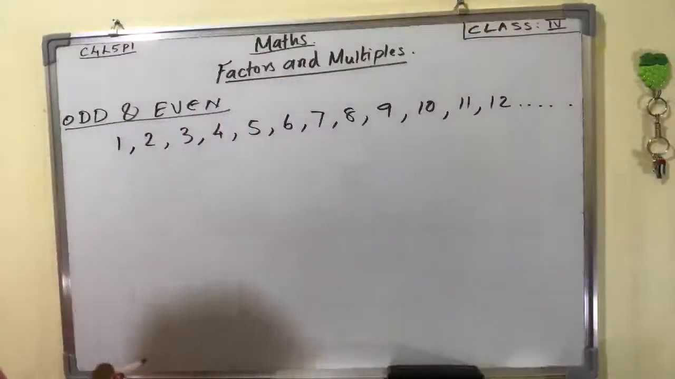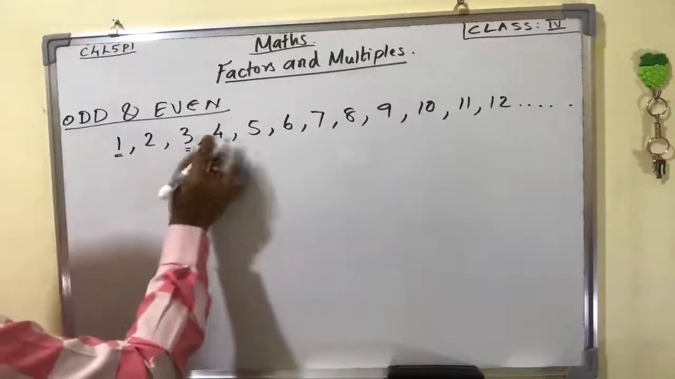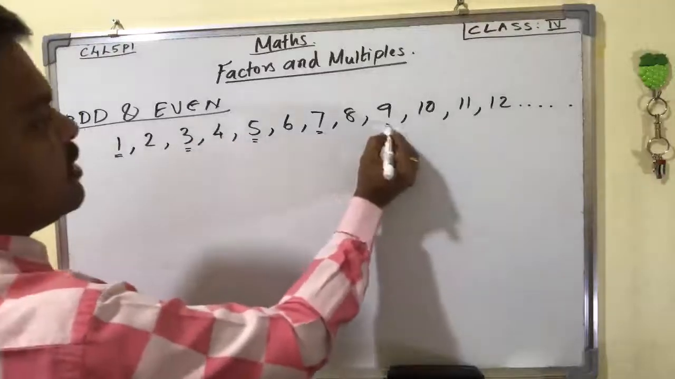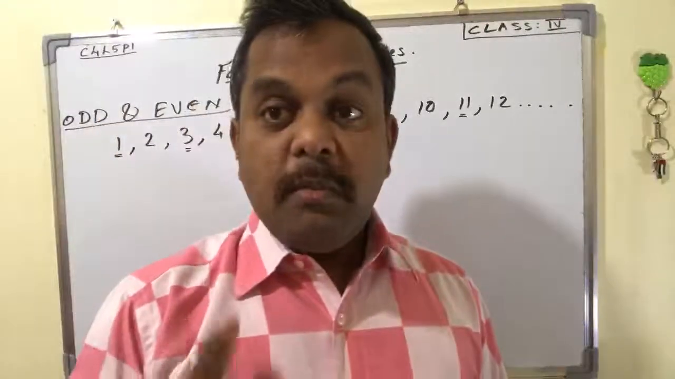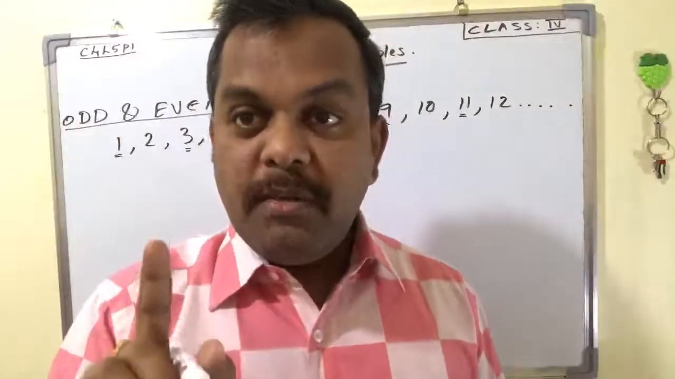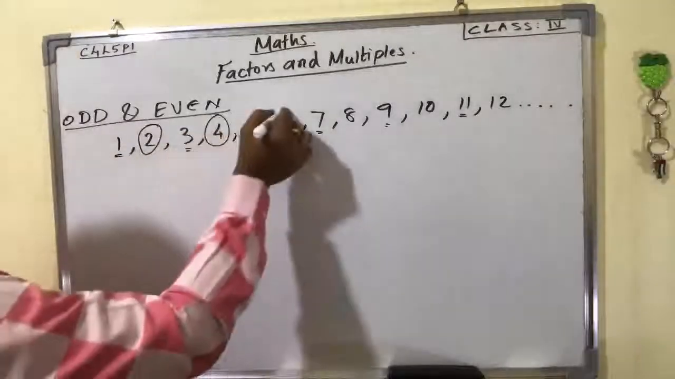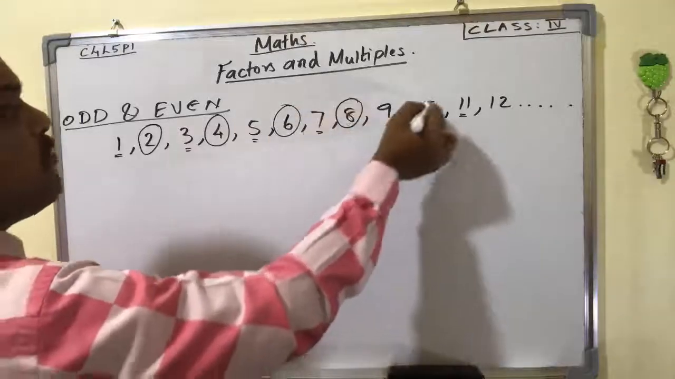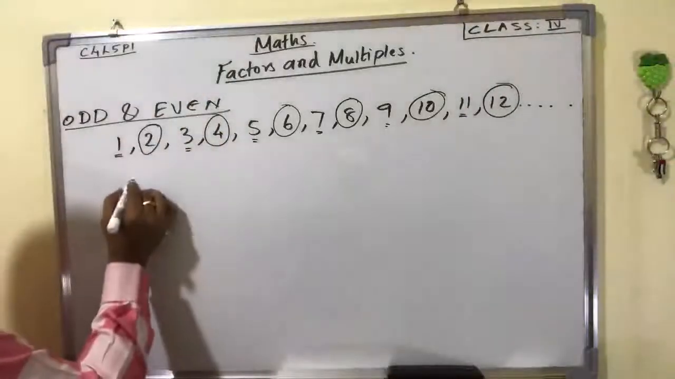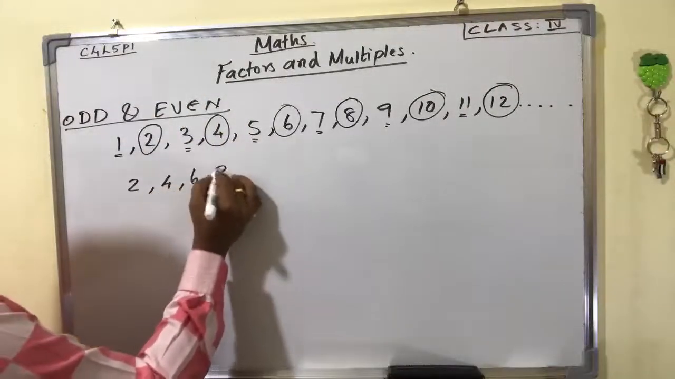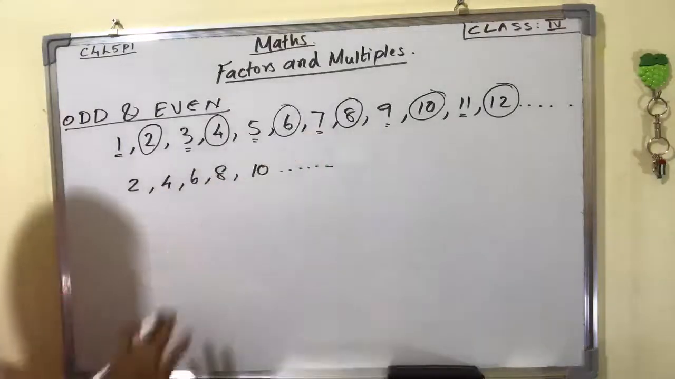Odd numbers: first number 1, leave one number, 3, leave one number, 5, 7, 9, 11. Even number means multiples of 2. Look here: 1 2 is 2, 2 2s are 4, 3 2s are 6, 4 2s are 8, 5 2s are 10, 6 2s are 12, like that it will go. So even numbers are 2, 4, 6, 8, 10, like that.